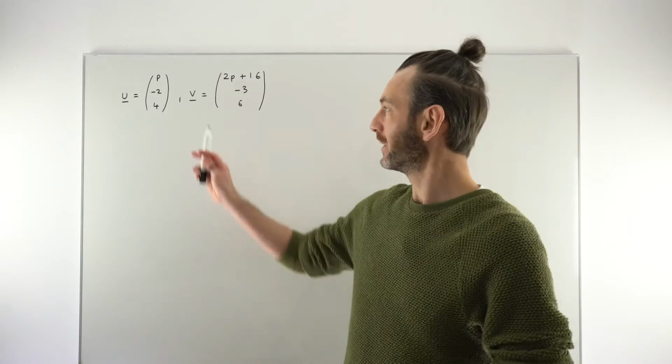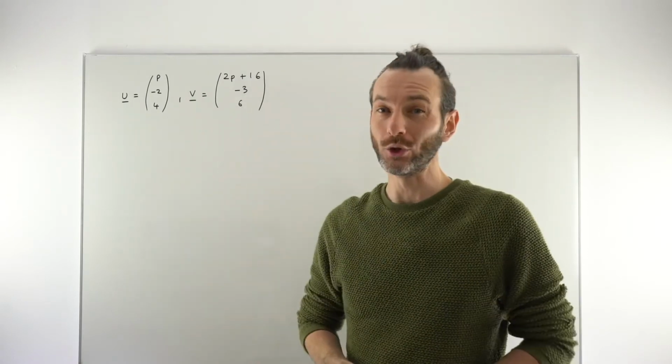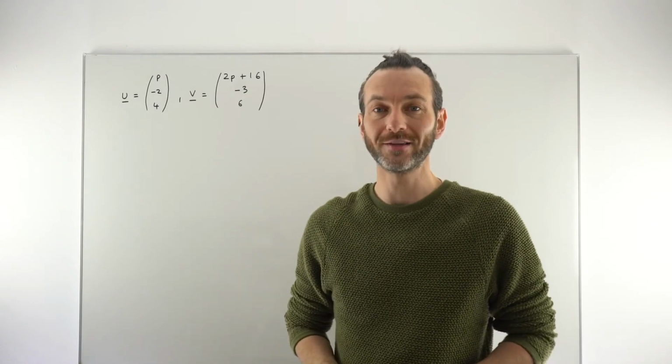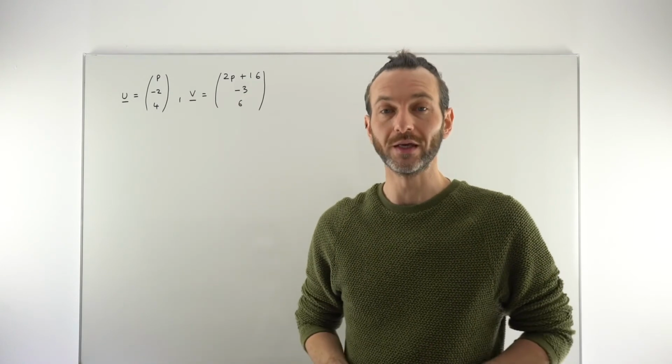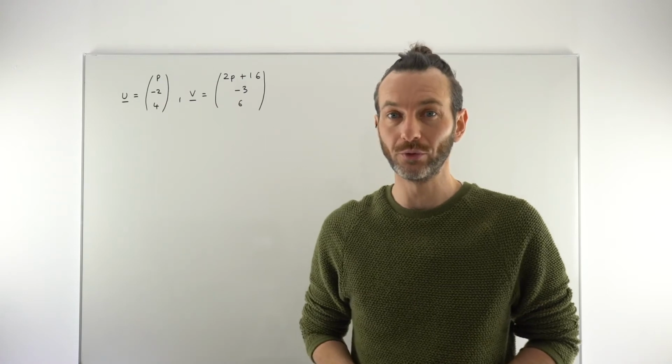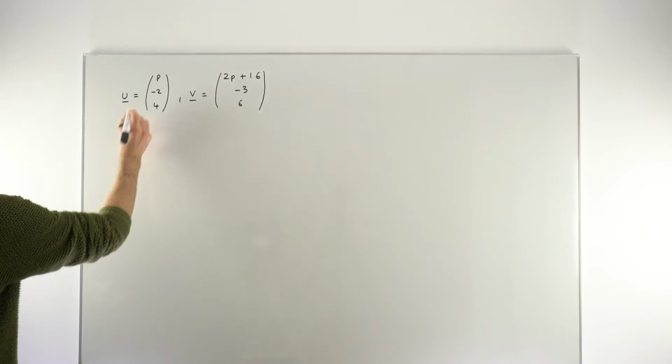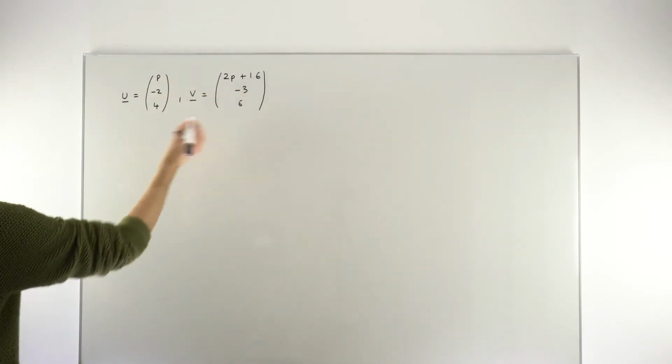In this question, we've been given these two vectors u and v, which look a little unusual because they've got these variables in them. In the first part of the question, we're asked to find u dot v. So u dot v is the dot product. There are formulas for this on the formula sheet. There's a couple of different options.